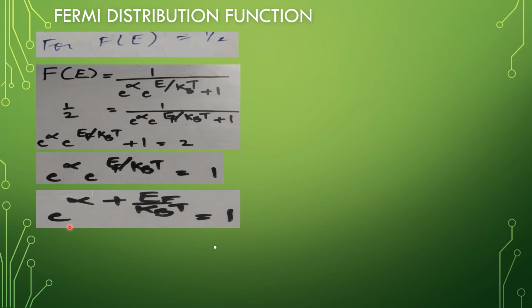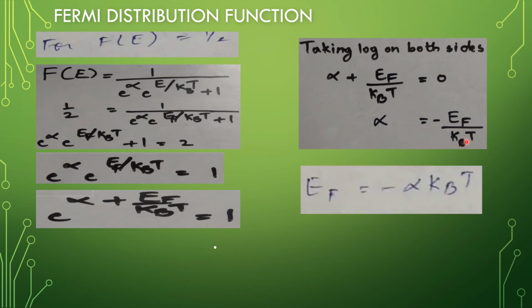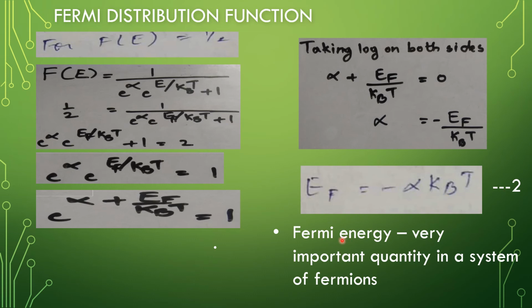Adding the two powers, this becomes e^((α + E_F)/kT) = 1. Taking log on both sides, this becomes α + E_F/kT = 0, and from this you get α = −E_F/kT. Therefore, we get E_F = −αkT. Equation 2. This is the Fermi energy, a very important quantity in a system of fermions.